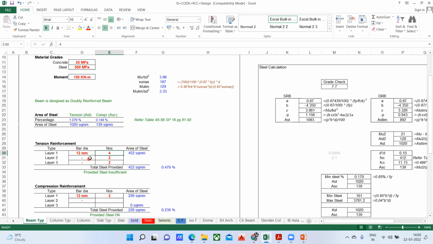Now you can make a combination. Instead of 12 diameter 4 bar, I can increase this number to 8 also. Okay, but practically providing a 12 diameter 8 bar in a single layer is not possible. What is this layer all about? You can see a layer 1, layer 2, and layer 3.